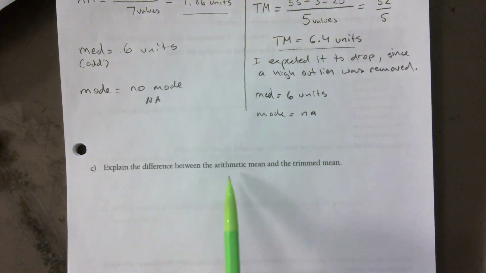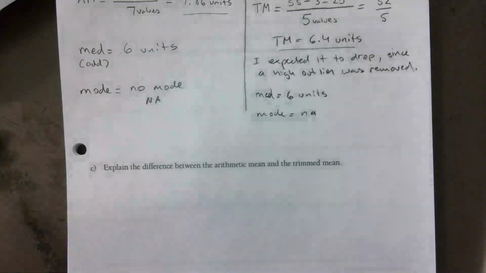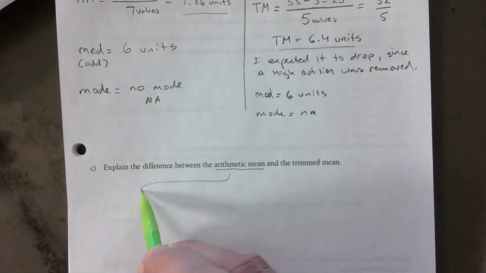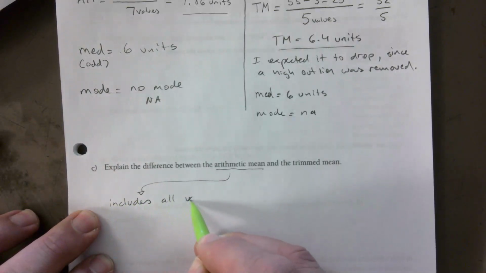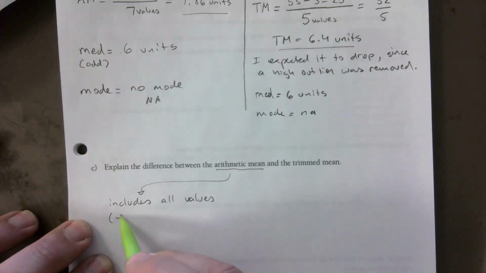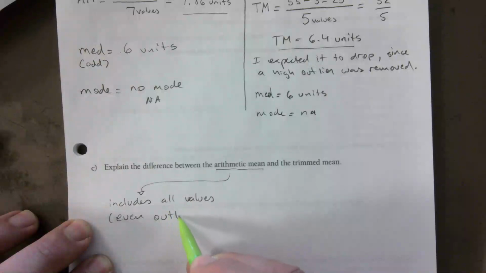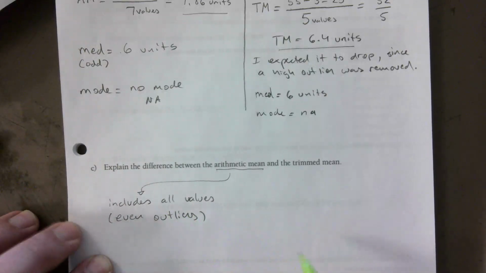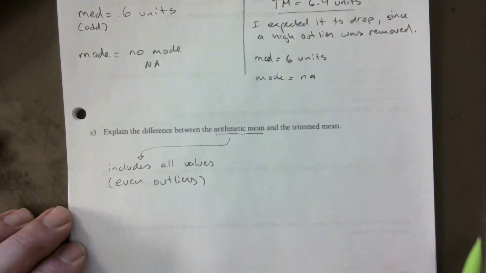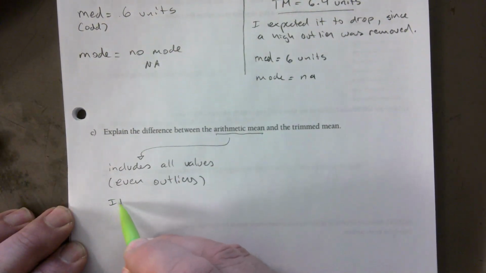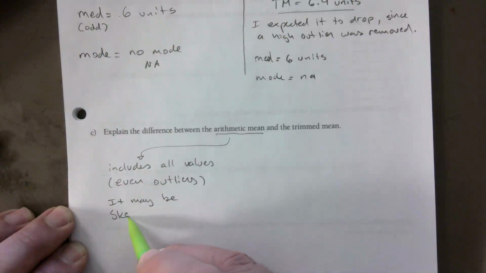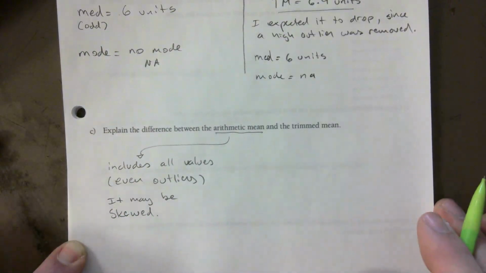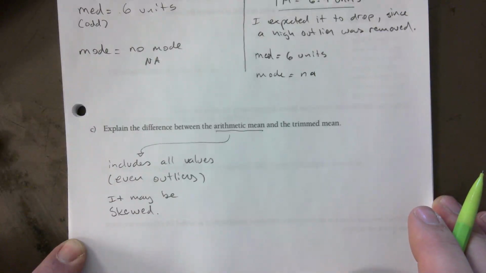Explain the difference between the arithmetic mean and the trimmed mean. I'm going to give you the shortest possible version of this. Arithmetic mean includes all values, even outliers. Okay? It may be skewed for that reason. Not always, but it may be skewed because of that.